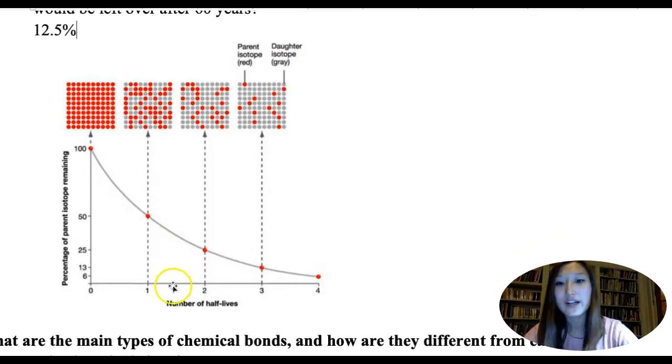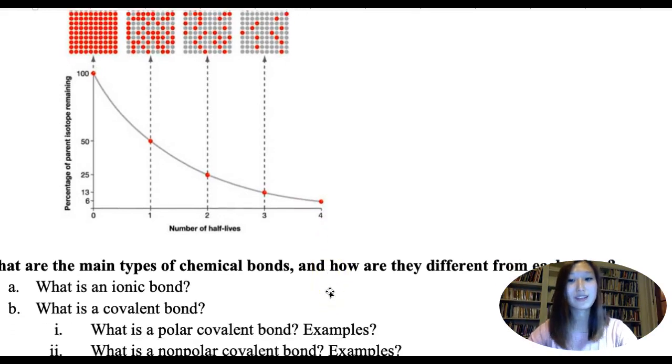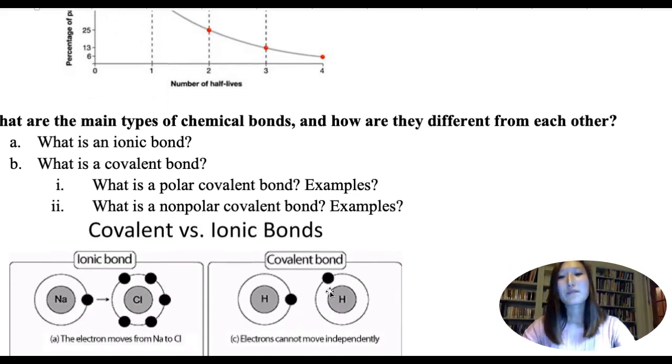If you look at this picture, after each half-life, you get half of the previous amount left over. So you really got to think about this. Maybe tear up some papers until you understand this, because you've got to. All right, on to the next one.